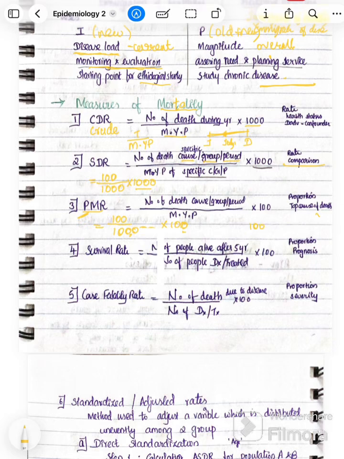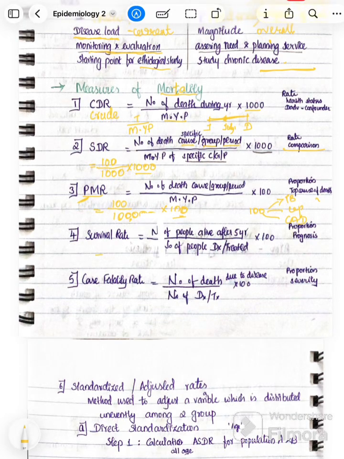A specific death rate is used to compare. Proportional mortality rate, we can tell that out of 100 people, how many died of TB, how many died of leprosy, how many died of CAD. Now survival rate: how many people survived or are alive after 5 years of treatment, divided by number of people diagnosed or deceased, into 100.